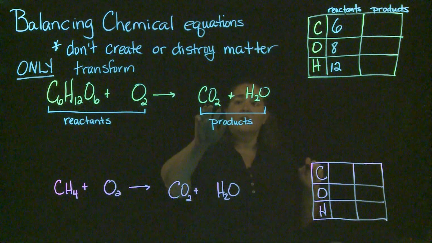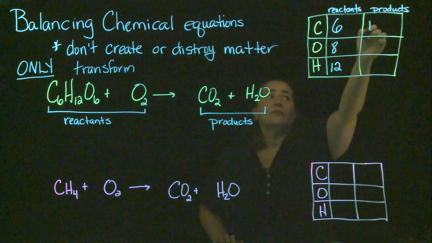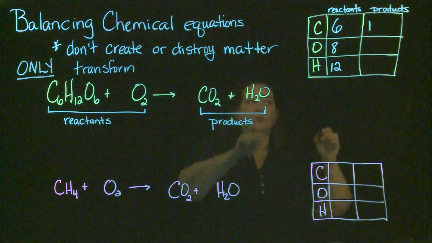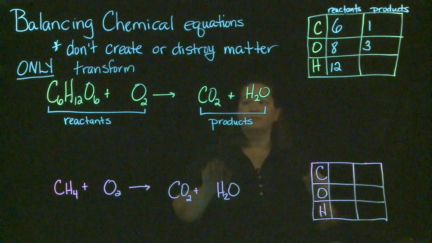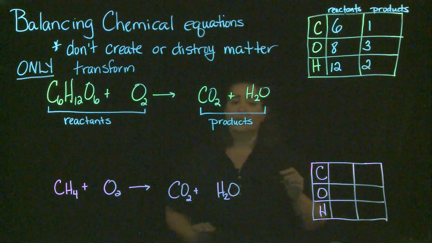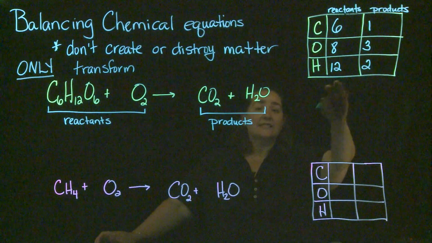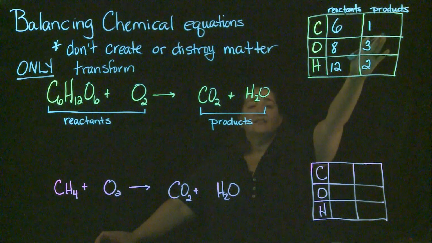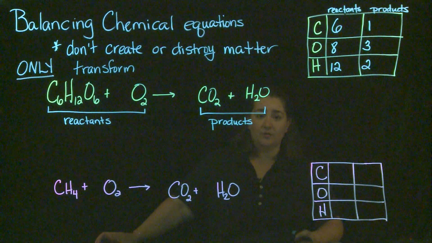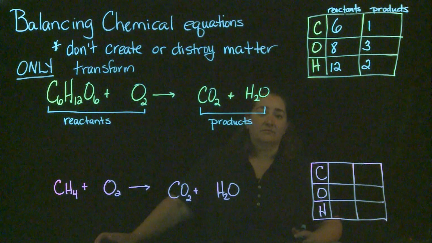On our product side, we've got just 1 lone carbon over here. We've got 2 plus 1, so we've got 3 oxygen. And we've got 2 hydrogen. So that's what I do. I set up the table first because now you can see 6 doesn't equal 1, 8 doesn't equal 3, 12 doesn't equal 2. We want to have the same number on each side.